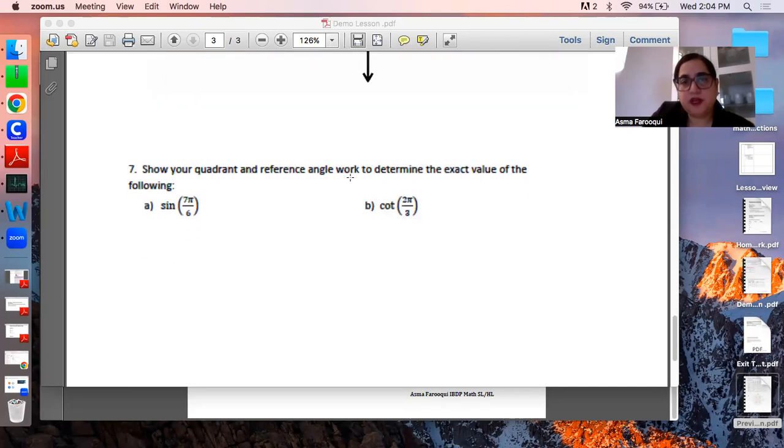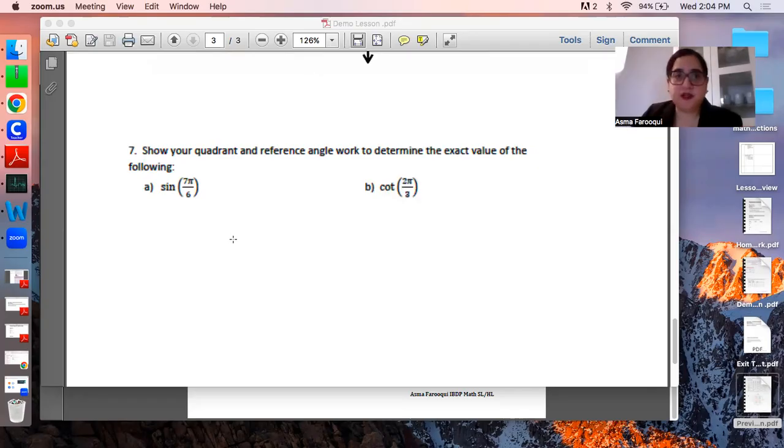Show your quadrant and reference angle work to determine the exact value of the following. These are the type of questions you get in exam. So let's look at this. The first one says sine 7 pi over 6, which means 7 pi divided by 6 can be written as pi plus pi over 6. And it is more than 180 degrees because pi here represents 180, which means this will be in the third quadrant.